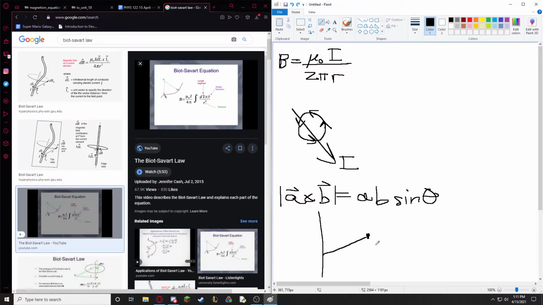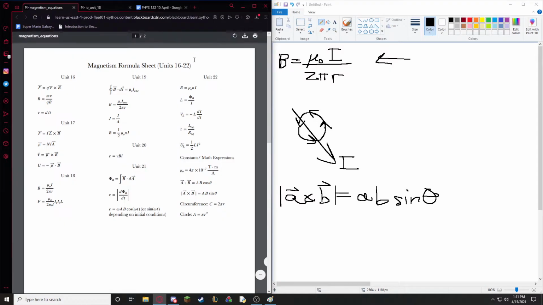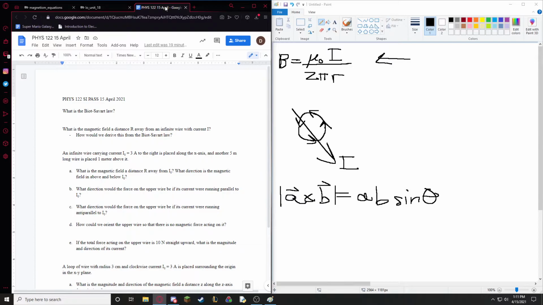Who cares? You guys don't have to do that for this class. You end up getting this, and that's all you guys need to know. I figured it'd be interesting for you to at least know where it comes from. So we can use this simplified version of the Biot-Savart law, which gives you the magnitude of the magnetic field, and we use our right-hand rule to find the direction, and you can pretty much solve any problem involving magnetic fields and wires.